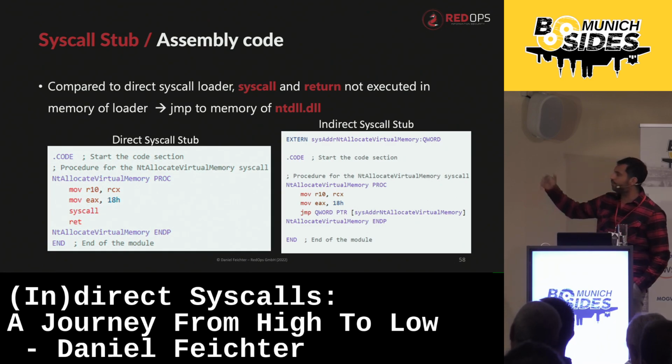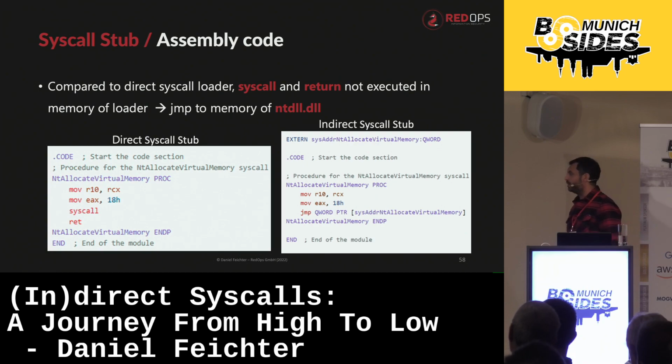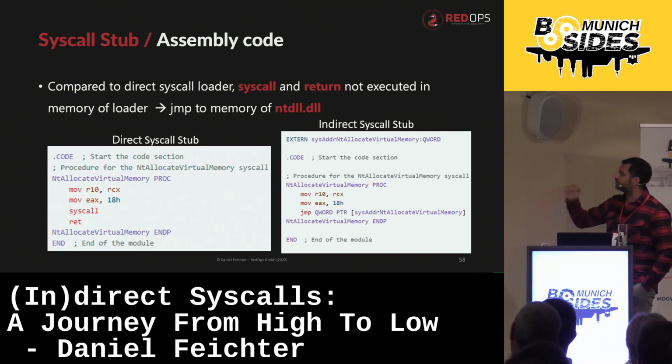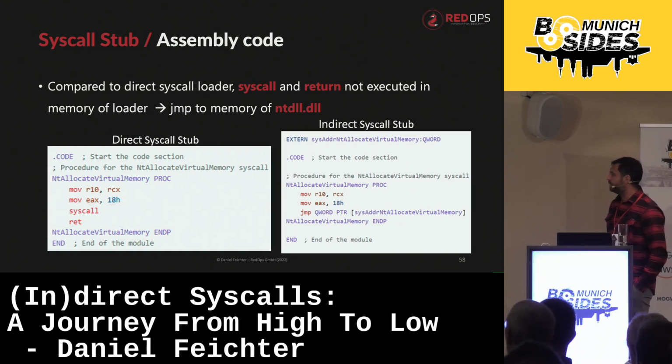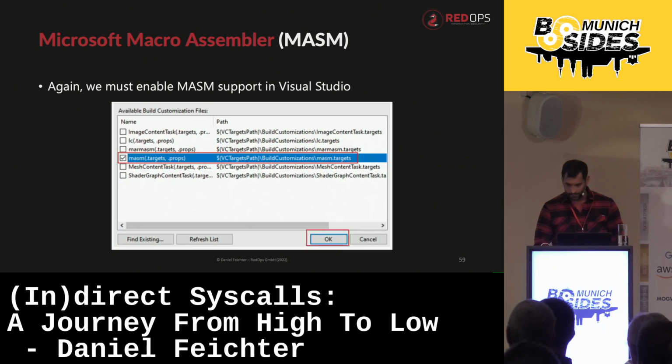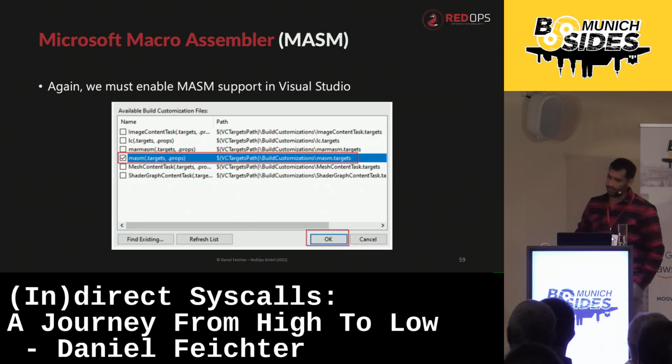And there you can see a comparison. On the left side, we have the syscall stub from our direct syscall shellcode loader, and on the right side from the indirect syscall shellcode loader. And in the third line, we have this small difference. The syscall instruction is not directly executed in the text section. Instead, we use this unconditional jump and jump to the memory address of the syscall instruction in the memory of NTDLL. Also in this case, because we do this in Visual Studio, we have to enable Microsoft Assembler support.